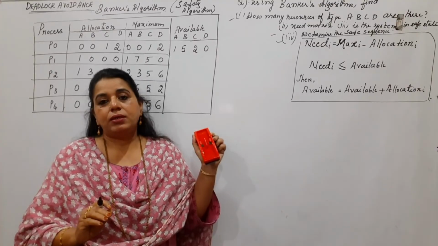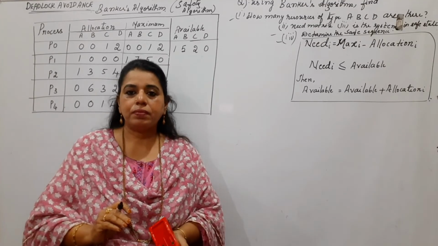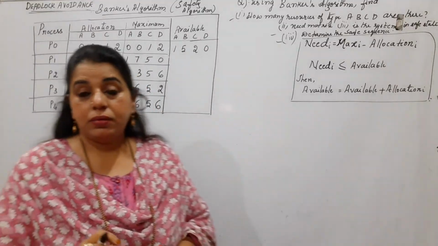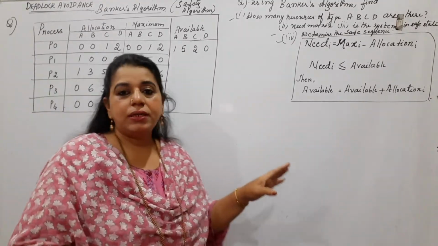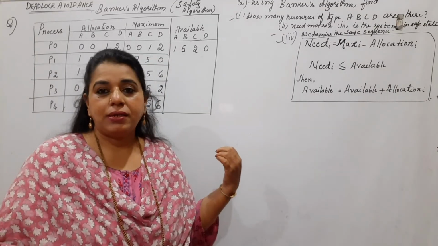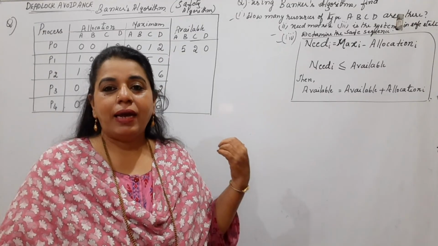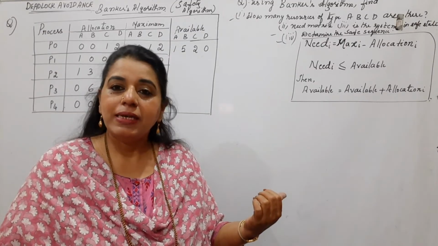So this is the banker's algorithm. The first one is the safety algorithm, and the second one is the resource request algorithm. So with this introduction, I shall start explaining a numerical on this particular banker's algorithm, and I'll first be explaining using the safety algorithm.